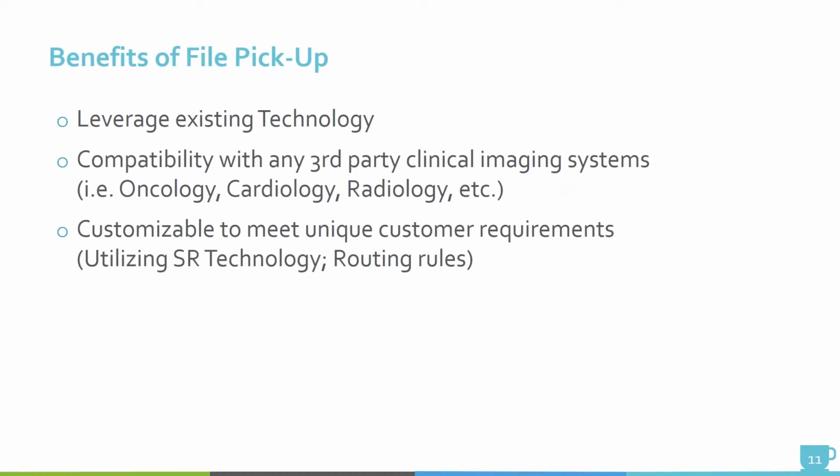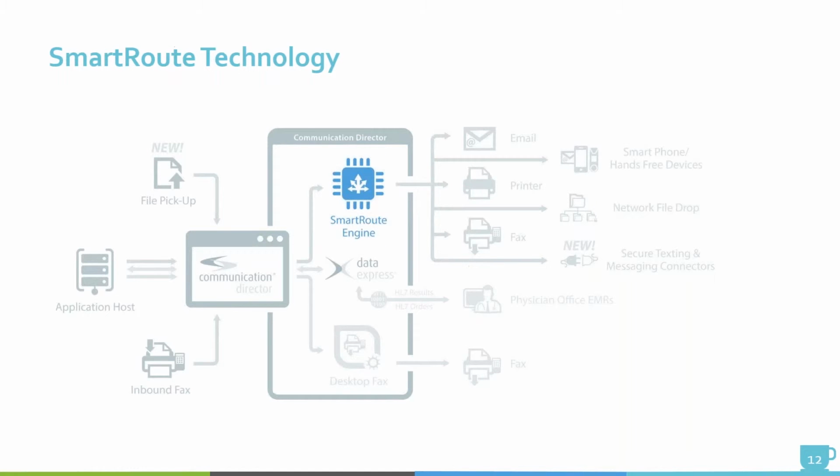Here you can see some of the benefits of file pickup. Most notably, the compatibility with third-party software. Next part of the process is the SmartRoute technology, where key information is extracted, such as the patient's name, medical record number, visit number, unit number, and perhaps a report title, like history and physical, consult, discharge summary, and for labs, abnormals and specimen numbers.